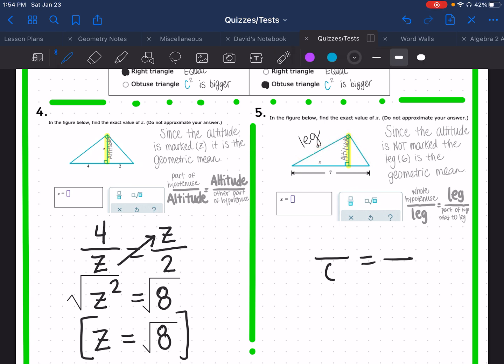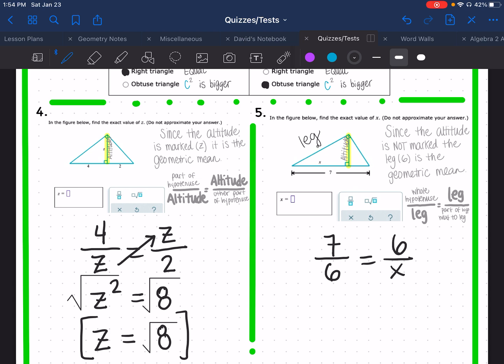But the 6 is going to go bottom of the first ratio, top of the second, because that's what the formula says. Now it says I'm going to put the whole hypotenuse. The whole hypotenuse goes right here. This is the whole hypotenuse. So I'm going to go ahead and put 7 here. And then the part of the hypotenuse next to the leg has to be the x. This is the part. This is the whole. Okay, so x goes here.